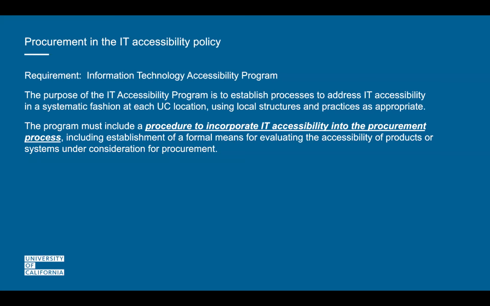Procurement in the IT accessibility policy. What's the requirement? The requirement is that we must have an information technology accessibility program. The purpose of this program is to establish processes to address IT accessibility in a systematic fashion at each UC location, using local structures and practices as appropriate. The program must include a procedure to incorporate IT accessibility into the procurement process. This includes establishment of a formal means for evaluating the accessibility of products or systems under consideration for procurement.